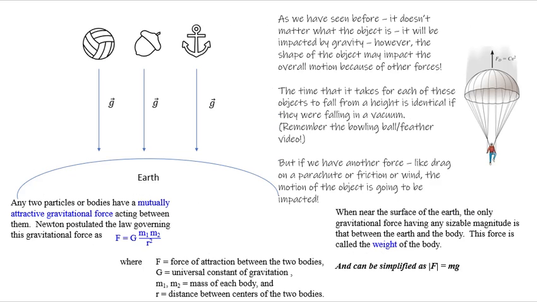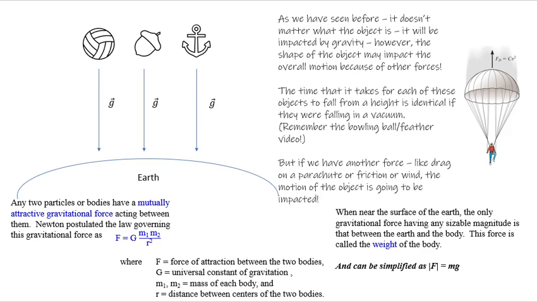So let's go back and let's look at a little bit of things about gravitation and gravitational force. As we've seen before, it doesn't matter what the object is, it's going to be impacted by gravity, right? So we've got a ball, an acorn, an anchor, a feather, anything, it's going to be acted on by gravity. The shape's not going to change how gravity is going to act on that object, because remember, we're talking about the thing is going to act like a particle, and it's going to act through its center of mass. So we're not going to see anything that's there, but the overall motion is going to be impacted by the other forces. So if I'm in a vacuum, the ball, the acorn, and the anchor are all going to take the same amount of time to fall.